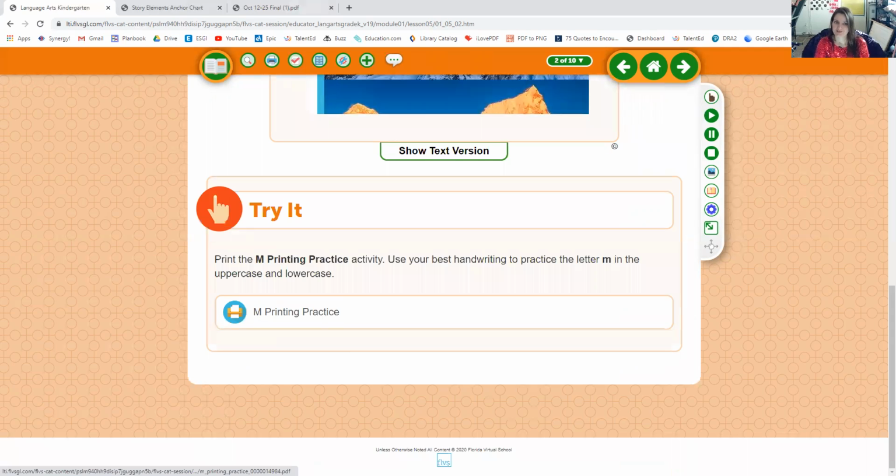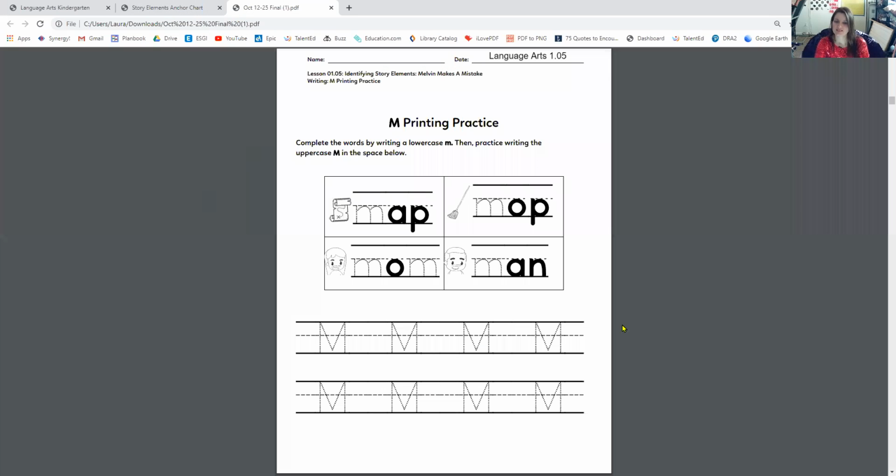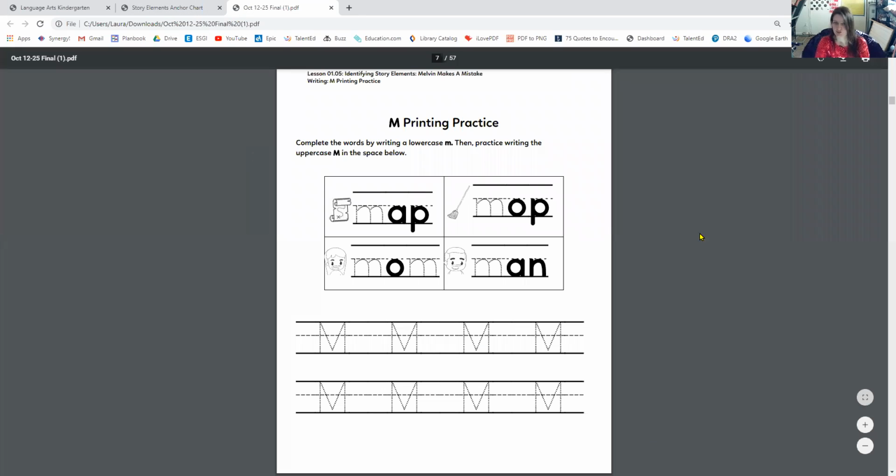Now, this is an activity for you to do next. This is your M printing page. So this is one of the homework pages for this assignment, for this lesson. Map, mop, mom, man. So you're going to trace those lowercase m's, and you're going to write the capital M's.